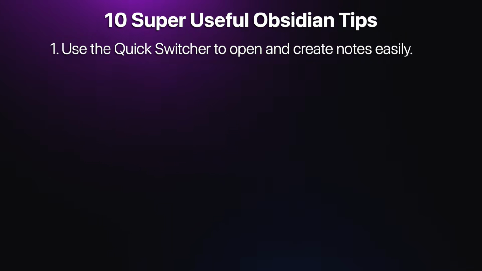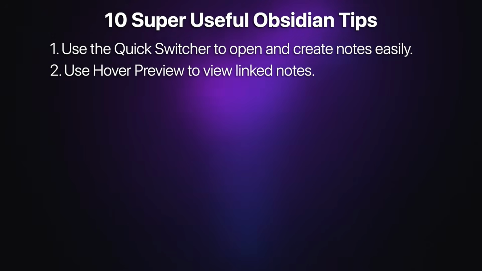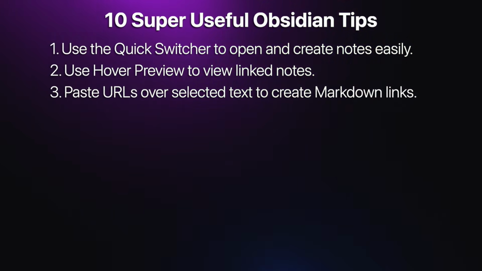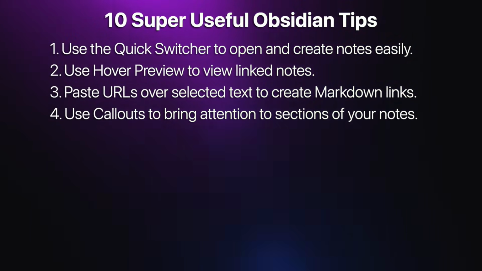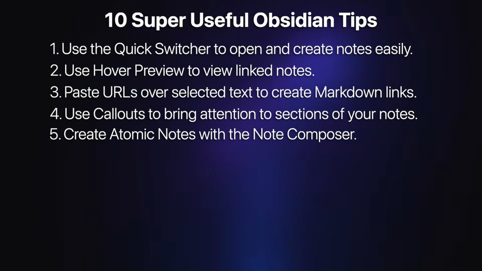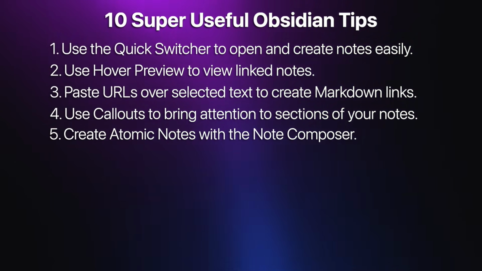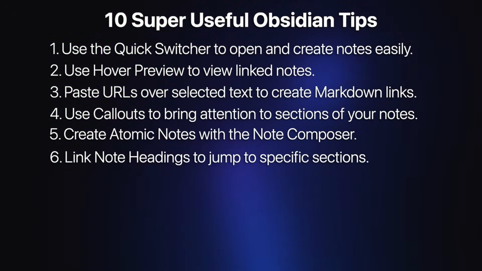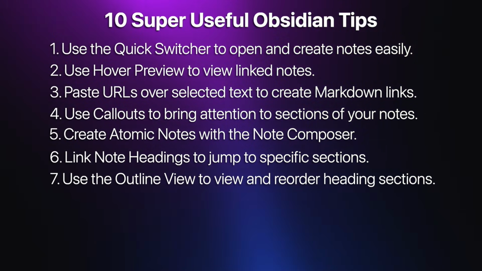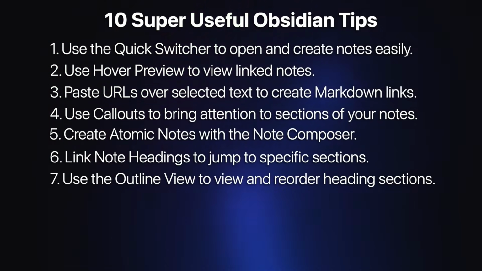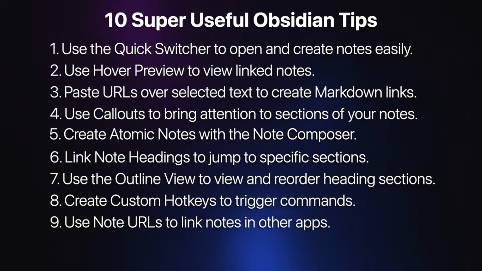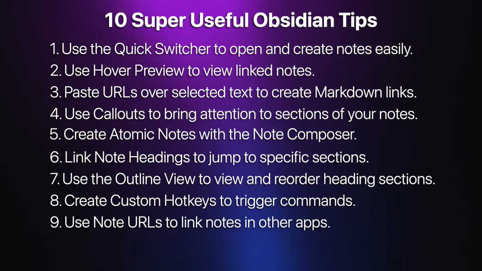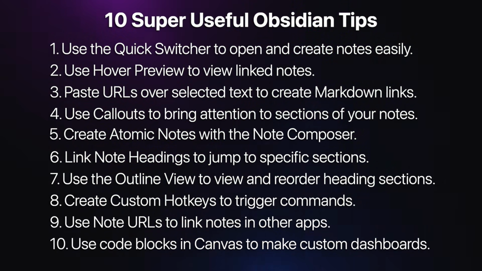All right, so that'll do it for this video on 10 quick, super useful Obsidian tips. But just to recap, here they all are in order. Number 1, use the quick switcher to open and create notes easily. Number 2, use hover preview to view linked notes without actually having to open them. Number 3, paste URLs over selected text to automatically create markdown links. Number 4, use callouts to bring attention to important sections of your notes. Number 5, create atomic notes easily with the Note Composer core plugin. Number 6, jump straight to specific sections in your notes by linking to note headings. Number 7, use the outline view to view and reorder heading sections. Number 8, create custom hotkeys to trigger frequently used commands easily from your keyboard. Number 9, link to your Obsidian notes from other apps using note URLs. And number 10, use code blocks in Canvas cards to create your own custom dashboards.